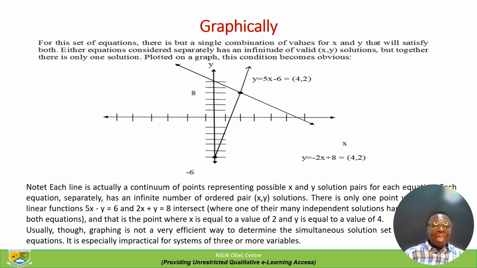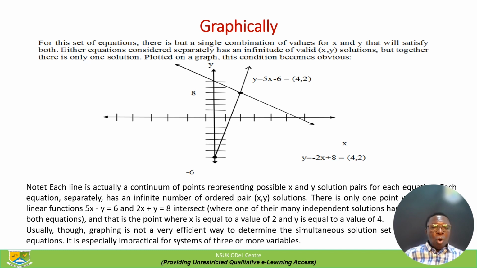Note that each line is actually a continuum of points representing possible x and y solution pairs for each equation separately, each with an infinite number of other x and y solution pairs. There is only one point where the linear functions 5x minus y equals 6 and 2x plus y equals 8 intersect, where one of their many independent solutions satisfies both equations, and that is the point where x is equal to 2 and y is equal to 4.